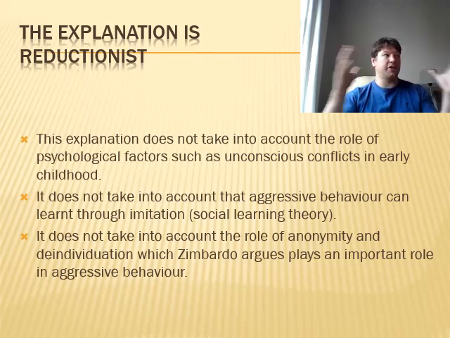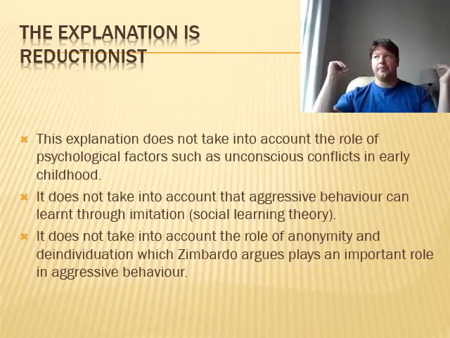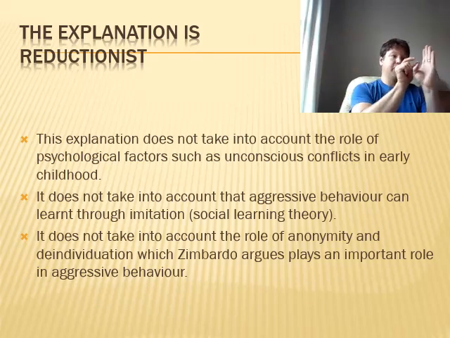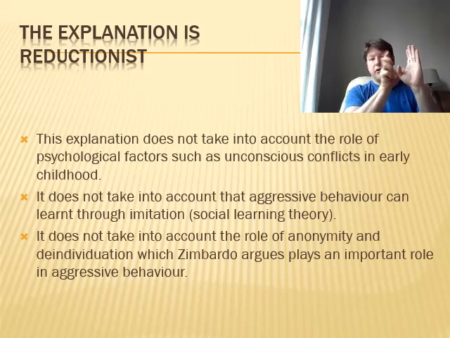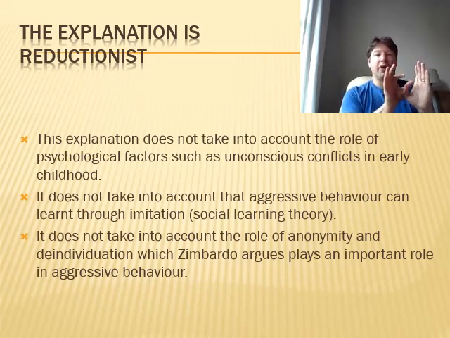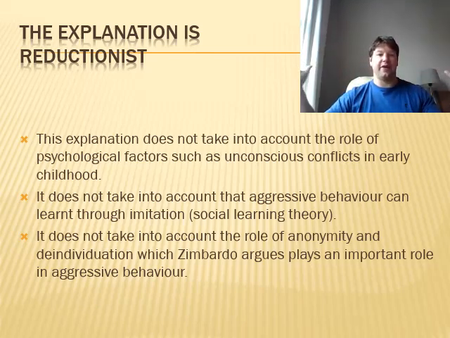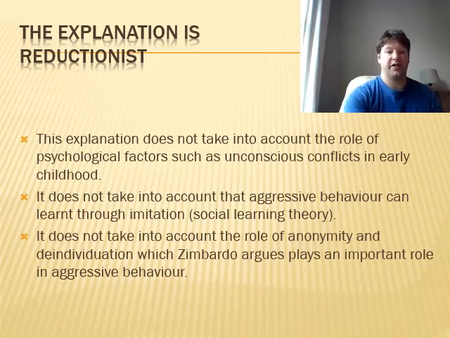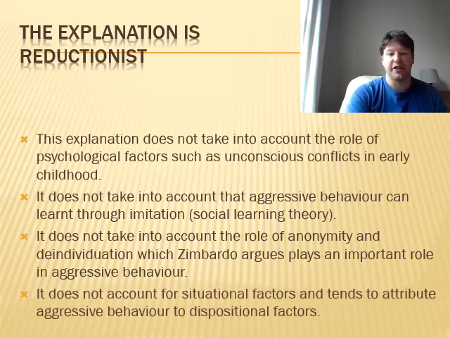So remember, with reductionists, we're talking about here's all of the reasons, here's 50 reasons that you could be aggressive, and you've reduced it down to, you know, a small part of it, however big that is, so it's only the biological factors that you're explaining. So what we're saying here is it has to be everything. It's got to take into account other things. It can't be a reductionist explanation. It does not account for situational factors that tend to produce aggressive behaviour, not just dispositional factors.